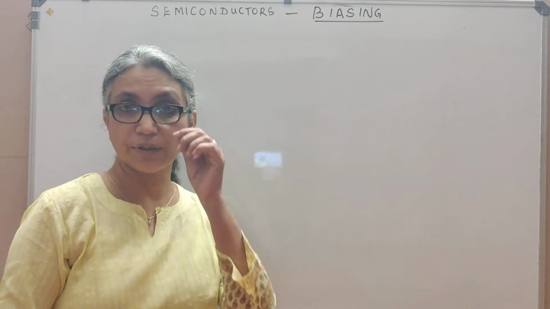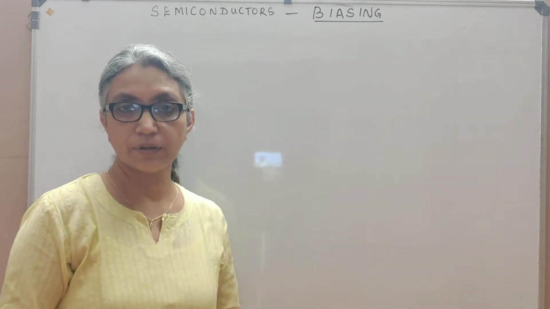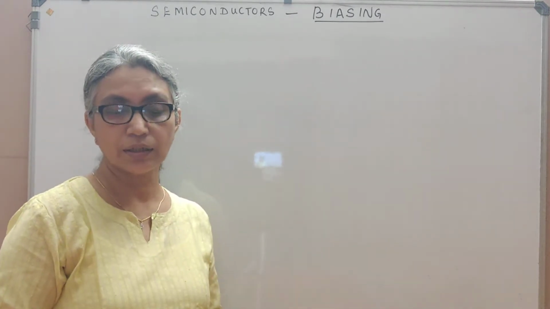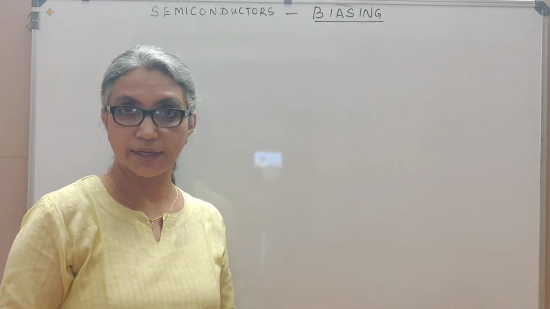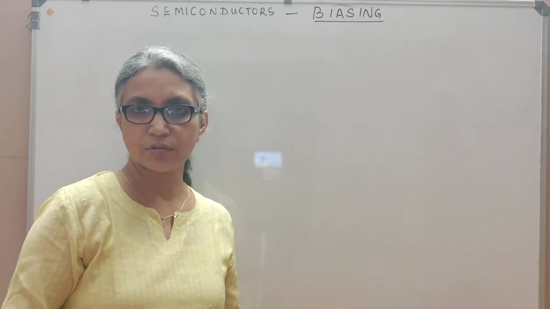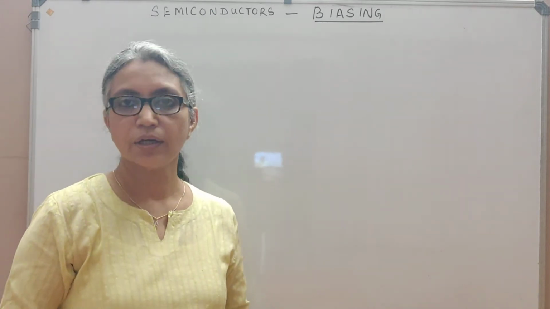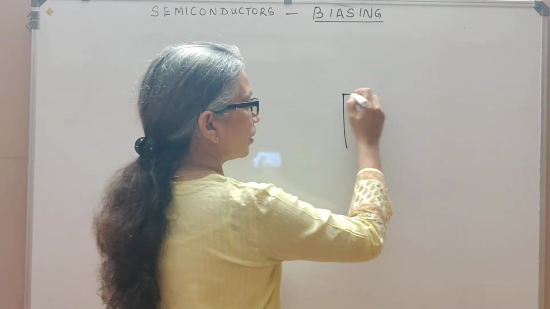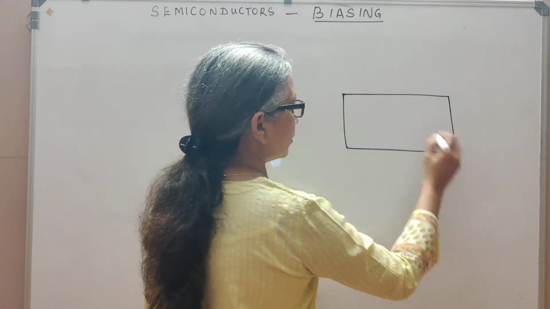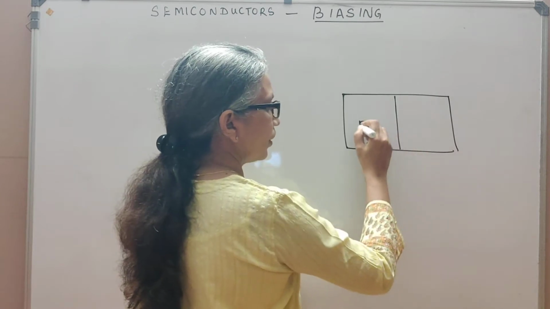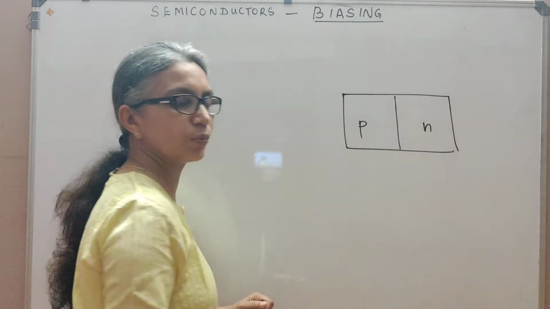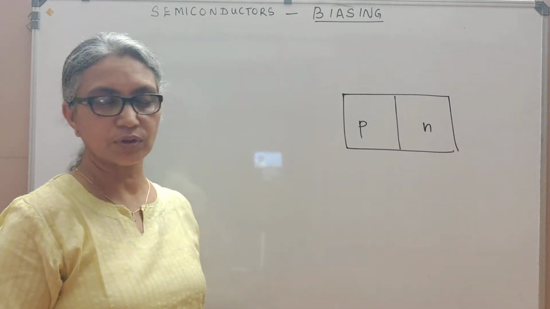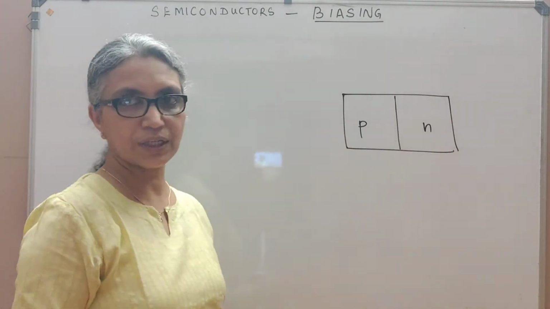This is part 3 of semiconductor, and in this session we'll talk about the biasing that you can apply to a semiconductor diode. Now in the previous session we discussed the PN junction, a normal PN junction, which we discussed as this, okay? You have the P type and the N type. You have doped one side with the trivalent impurity and the other side with the pentavalent impurity, and you have now a PN junction.